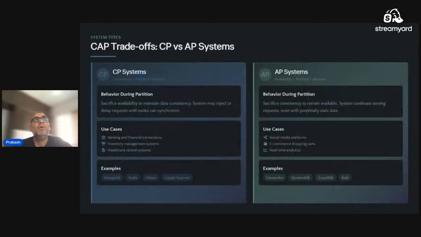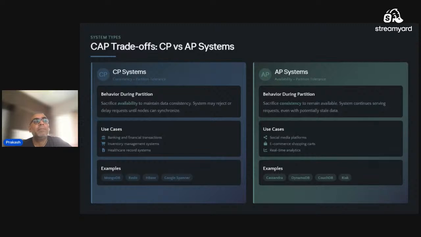Okay, let's move on to understand some of those trade-offs. I think we partly touched upon them, but let's go a little bit deeper here. Let's talk about CP systems, consistency and partition tolerance. What we're saying is, it's okay to sacrifice availability a bit, not completely, a bit, to maintain data consistency.